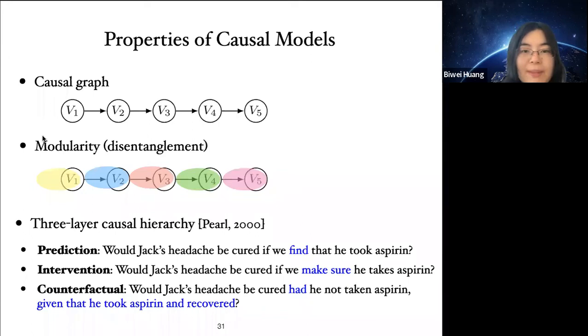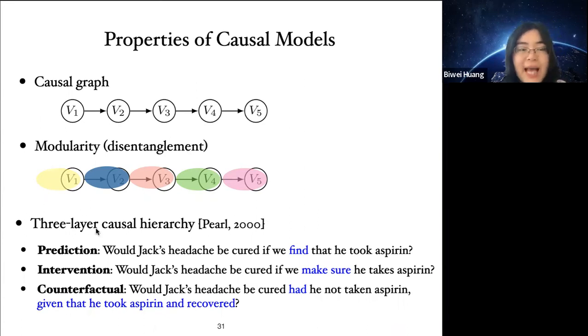Another very important property is modularity. Given the causal graph, we can factorize the joint distribution into causal modules. Basically, modularity says that causal modules are independent of each other. If we change the causal module of V2, the causal modules of other variables will not be affected. So with the modularity property, each causal module can be considered separately. And modularity is often called disentanglement. But notice that currently, for disentanglement, most literature only considers marginal independence without considering the causal relationships among them.